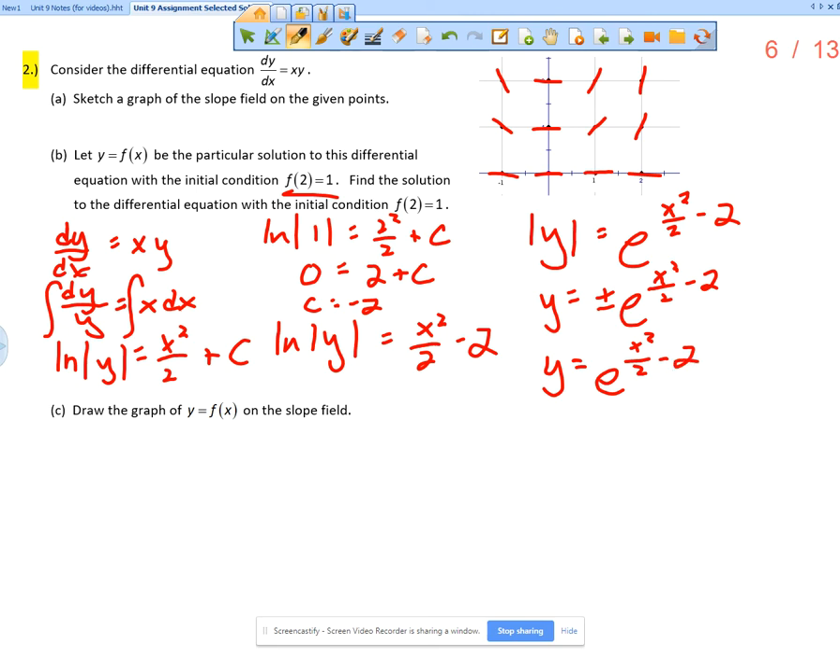Now the next thing is to draw the graph. First of all, you must make sure it goes through that point, 2 comma 1. Sorry, not 1, 2, but 2, 1. Now what happens? As we go up into the right, it gets steeper and steeper and steeper. As we go down into the left, it gets less and less. Remember, it's x times y, so it's going to stay positive, but it's going to get less and less and less.